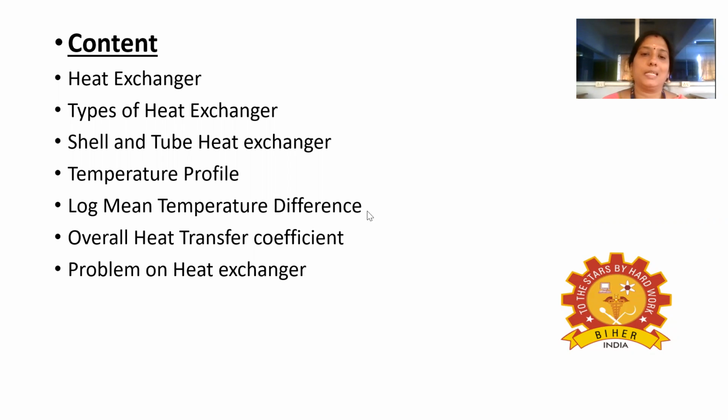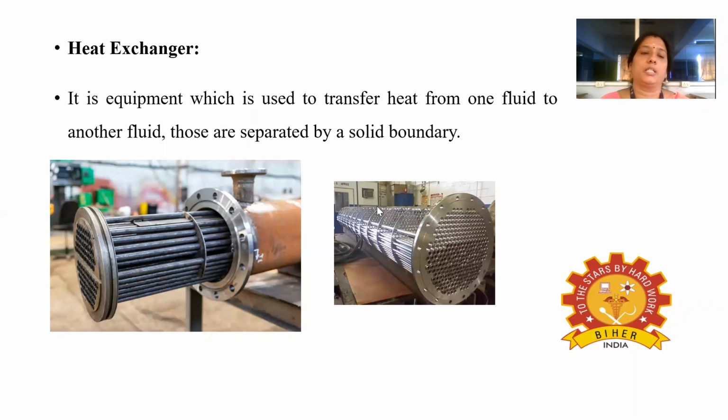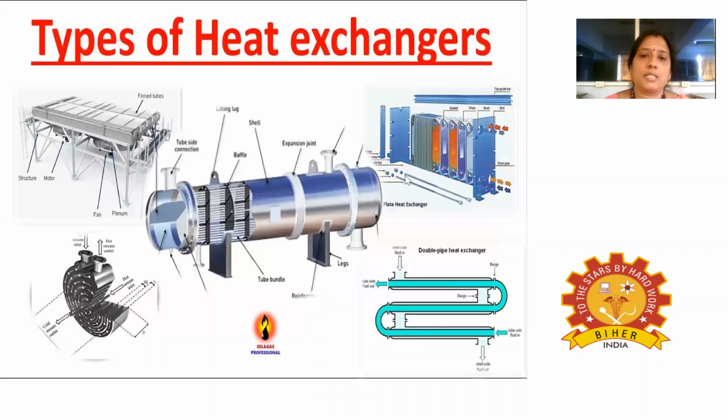Now, what is a heat exchanger? A heat exchanger is an equipment which is used to transfer the heat from one fluid to another fluid, which are separated by a solid boundary. So we can mainly classify the heat exchanger into two types: direct type of heat exchanger and indirect type of heat exchanger. And mainly, this is the main classification. Apart from this, we have more classifications of heat exchangers. So these are the various types of heat exchanger: shell and tube heat exchanger, double pipe heat exchanger, plate type heat exchanger.